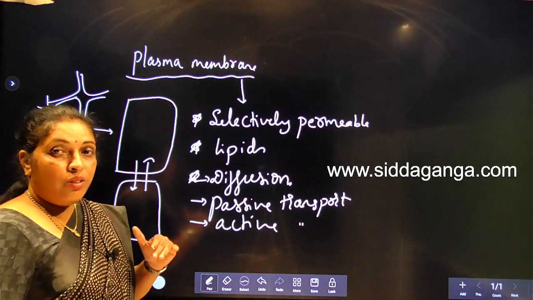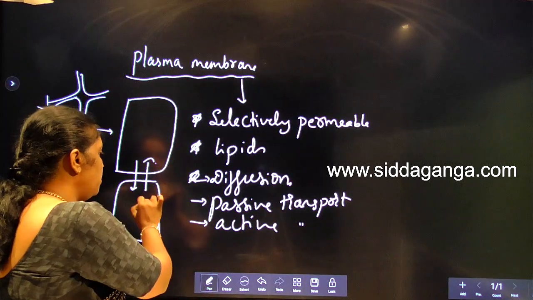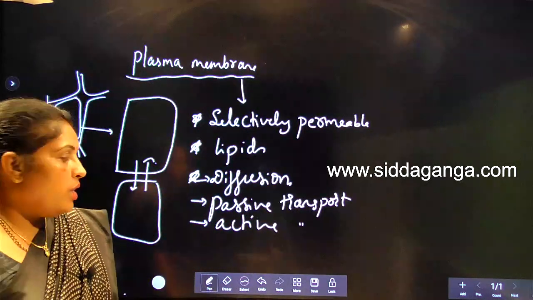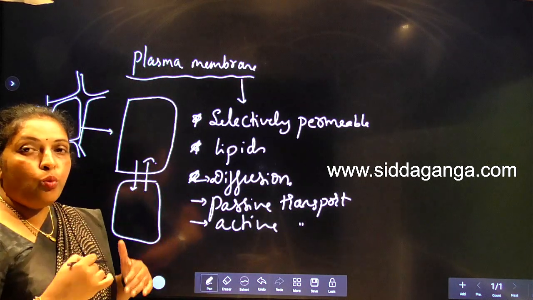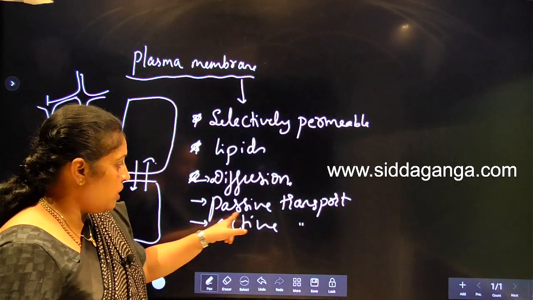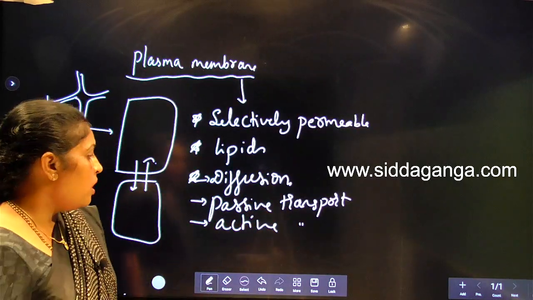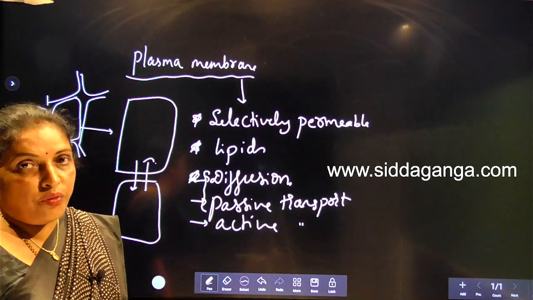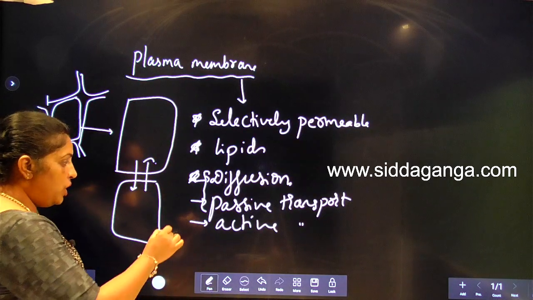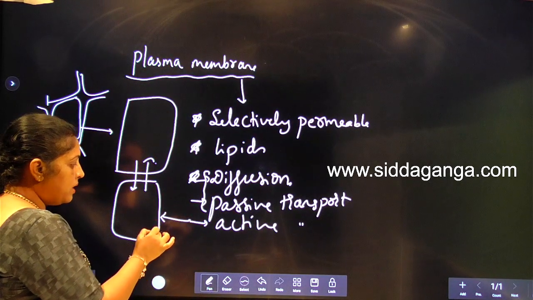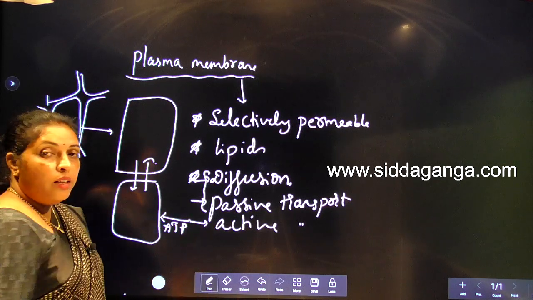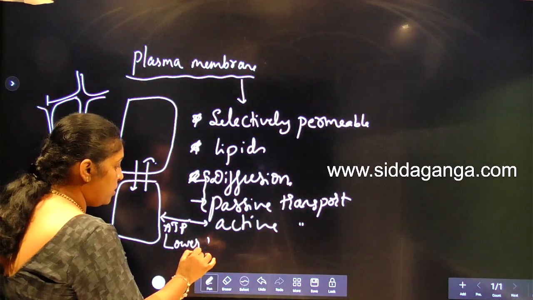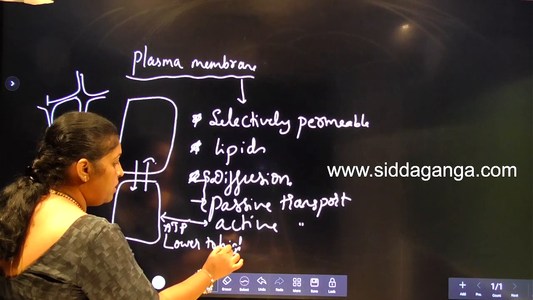Diffusion means they do not require any energy, they just move from one cell to another cell. Passive transport occurs along the concentration gradient. That means the substances will move from higher to lower concentration. That comes under passive transport. Even diffusion also comes under passive transport. There also we see the movement of substances without using any energy. Whereas active transport utilizes ATP. That means here the substances will move from lower concentration to higher concentration.